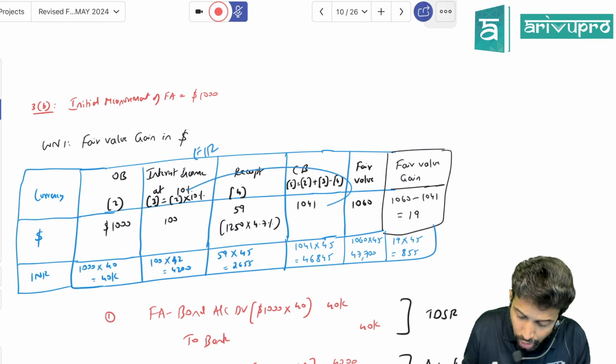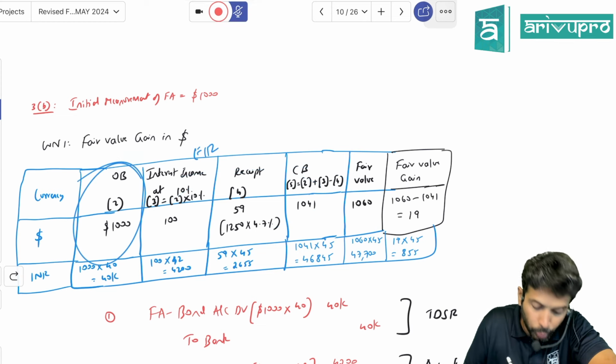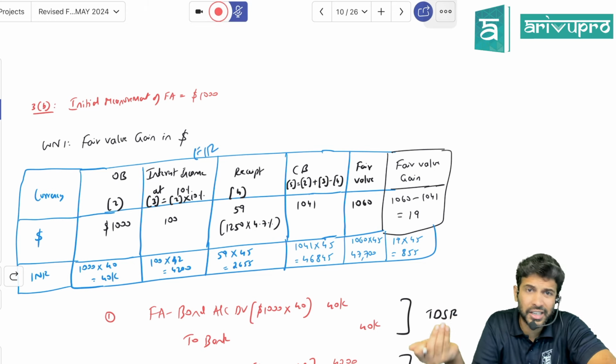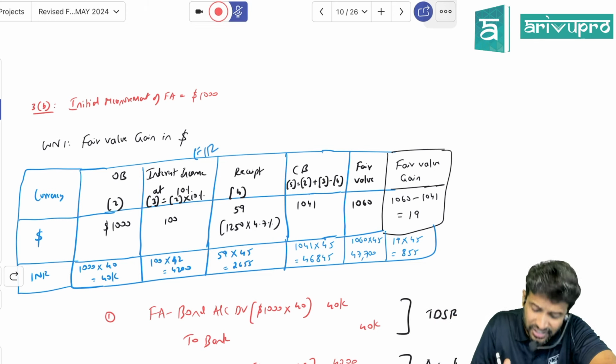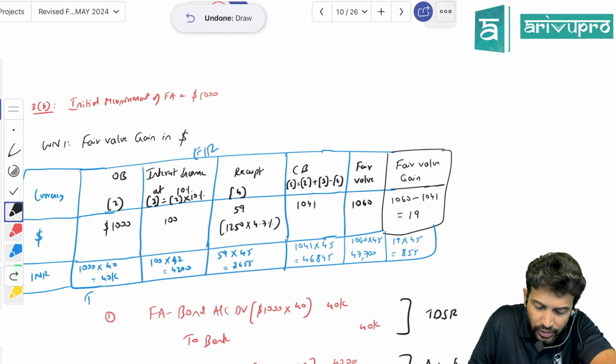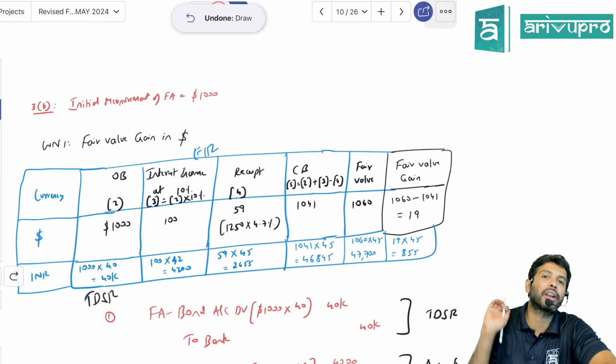Why? Because each component is converted at different rates. Just to give you an example, opening balance. Opening balance is nothing but you purchased a financial asset, so it should be recorded at TTSR. So this will be recorded using TTSR, just to give you the context. That's the reason we first calculate the data in foreign currency and then convert it into Indian rupees.